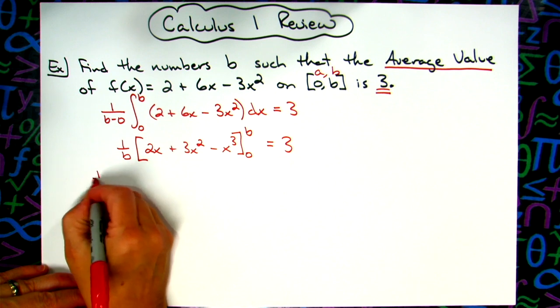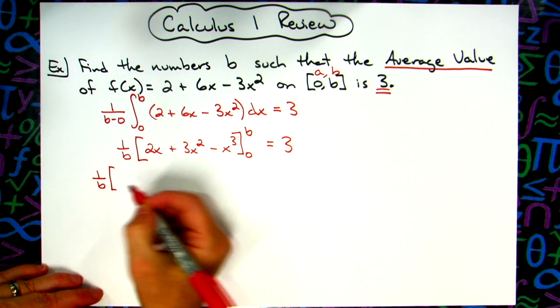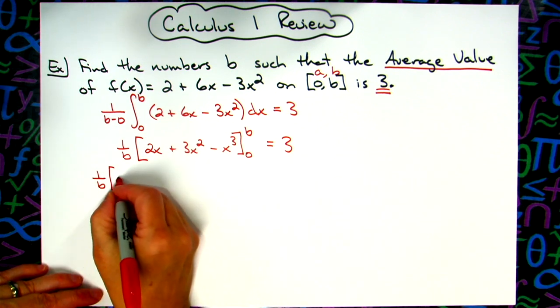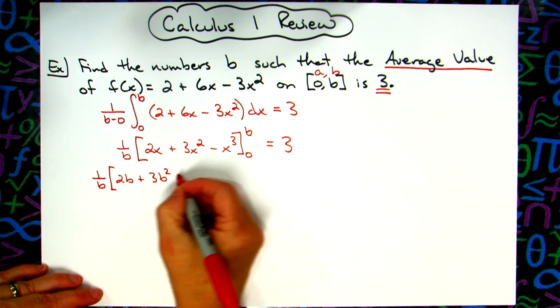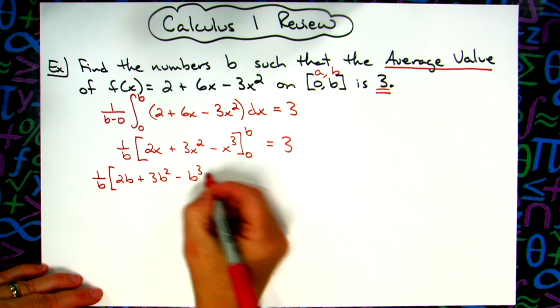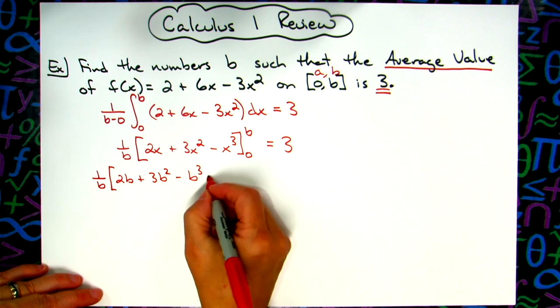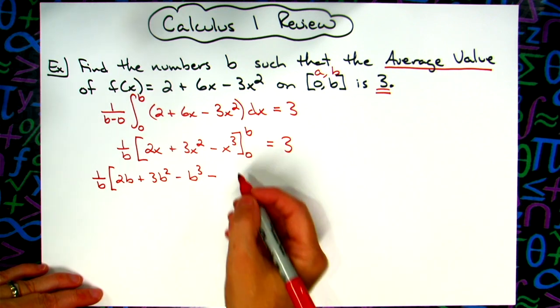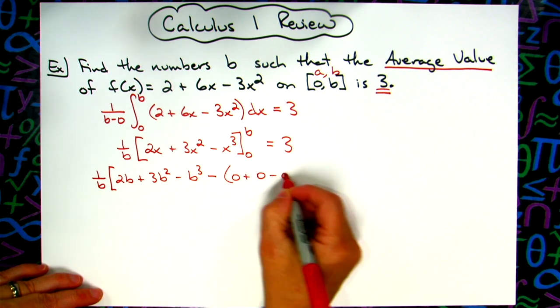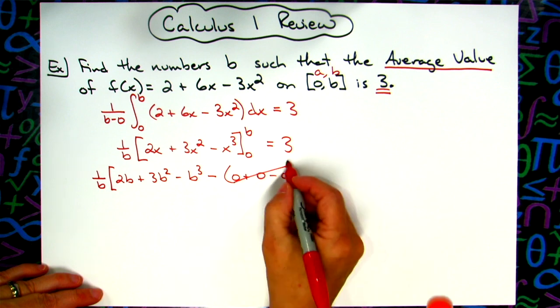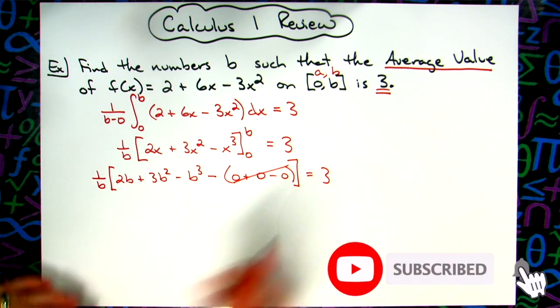Now we're going to go through and plug in b, subtract, plug in 0. So we'll have the 1 over b sitting out in front still. We're going to plug in b to our function, so 2 times b plus 3b squared minus b to the third. All of that minus, we're going to plug in 0, which is basically just going to be 0 there, so we don't have to do any math there. Set that equal to 3.